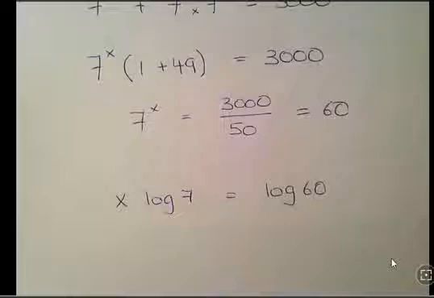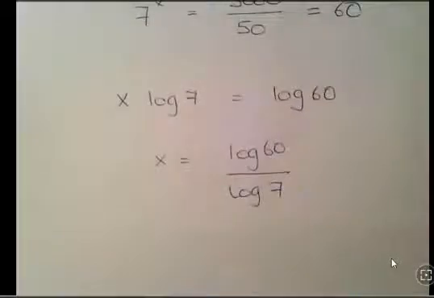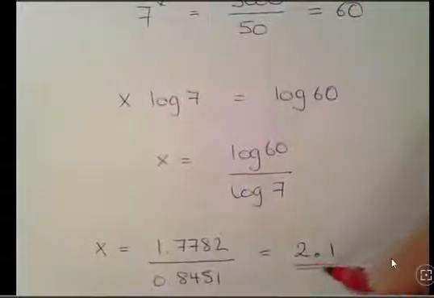Again, to be clear, it's the natural logarithm, log to the base e. So we divide both sides by log of 7, giving log of 60 divided by log of 7. Using a calculator or tables, the natural log of 60 is 1.7782 and the natural log of 7 is 0.8451. Dividing one by the other, we get 2.1, rounded to one decimal place.